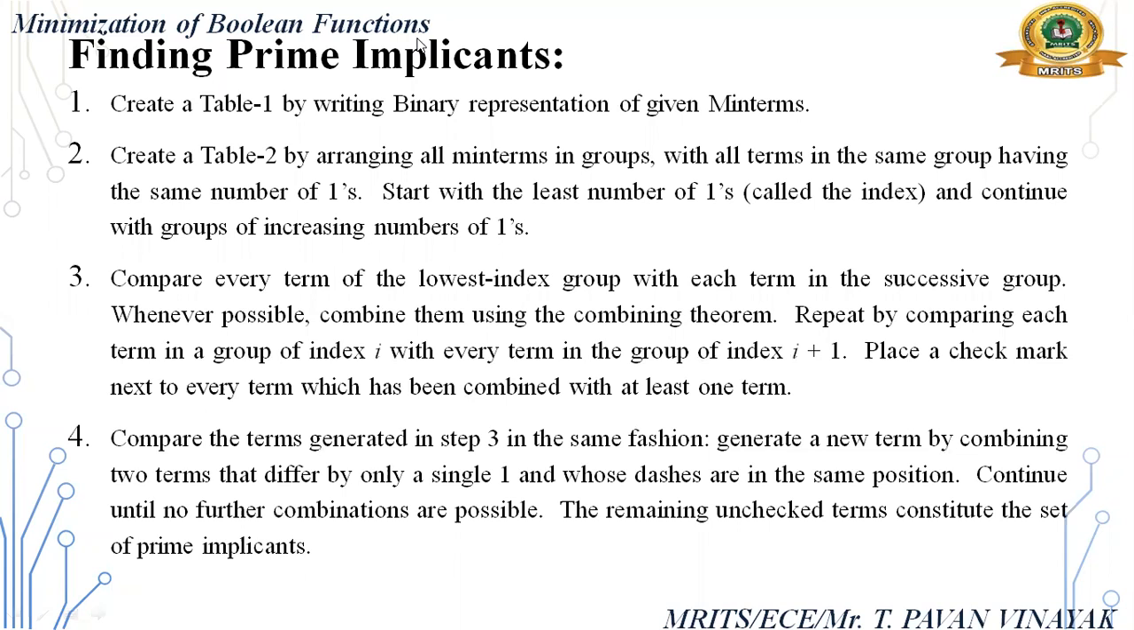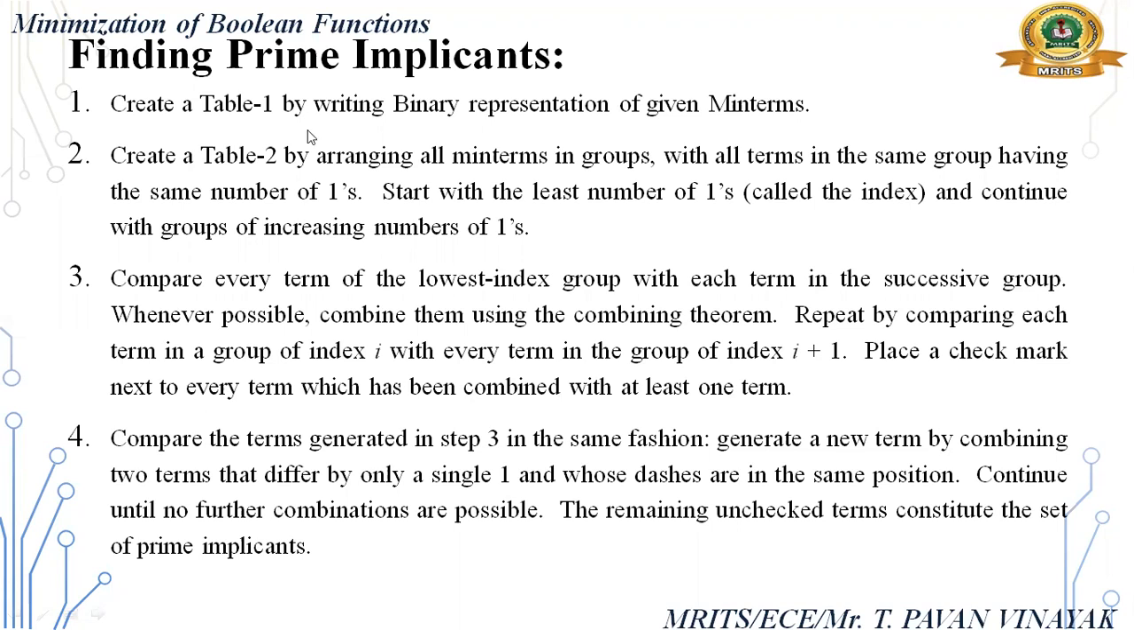If you combine anything, you have to put a tick mark. If combining is not possible, leave it, don't put a tick mark. Those which are unticked are called prime implicants. Remember, tick marks are implicants, untick marks are prime implicants. Next, you have found the prime implicants, and now you have to find essential prime implicants.